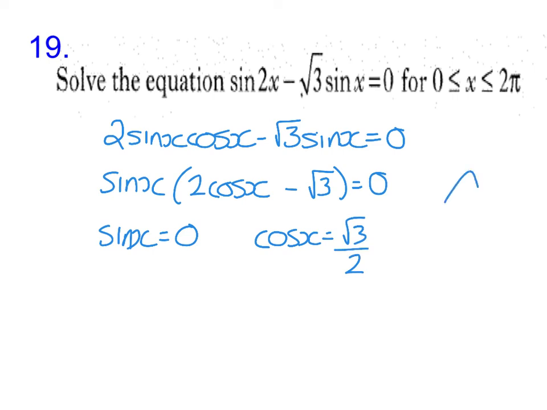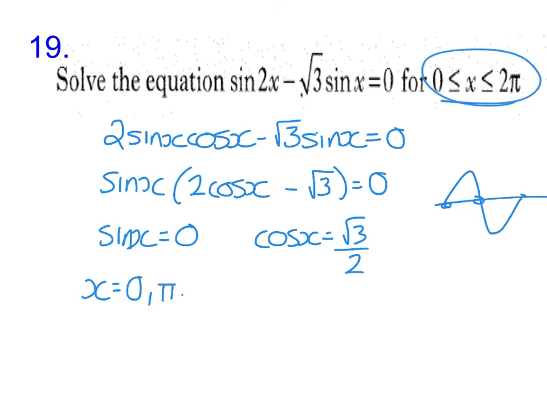Now for your sine graph, it is equal to 0 at these 3 places. So x equals 0, 180, but my question wants it in radians, so I'm going to write 180 as pi, and 360 is 2 pi.